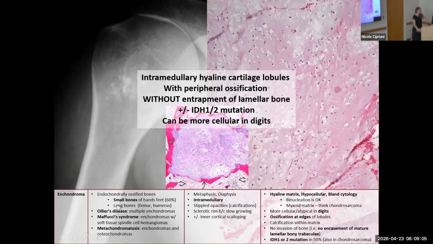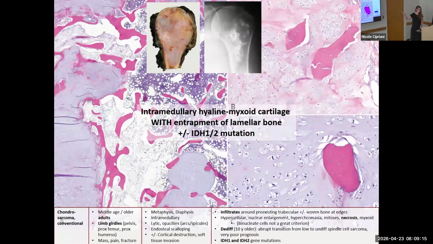Listed on the left here are the syndromes in which enchondromas can occur. And outside of syndrome, they can have IDH1 or IDH2 mutation, which does not differentiate them from intramedullary conventional chondrosarcoma, which can also have IDH1, IDH2 mutation. IDH tells you that it's not osteosarcoma, but it does not tell you whether it's benign or malignant cartilage. It just tells you that it is primarily a cartilaginous neoplasm.